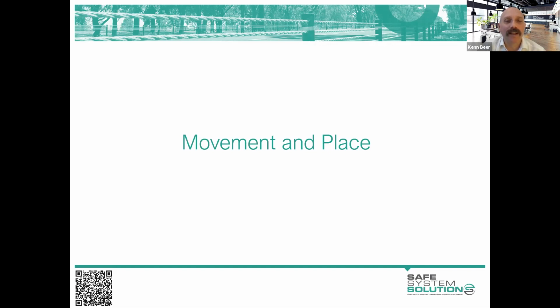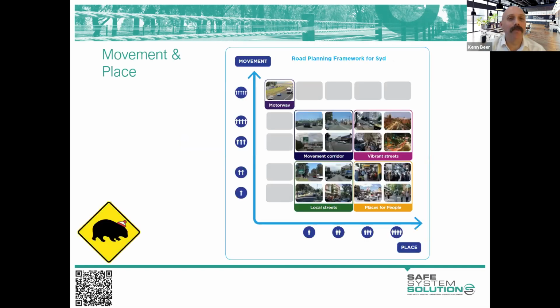And a movement and place categorization squarely acknowledges that and says that this is something that we need to take into account as we go about planning and managing our road network. So, a simple movement and place diagram to try to capture some of that thinking. Now, there's a lot more to movement and place than just this diagram or variations of this diagram.